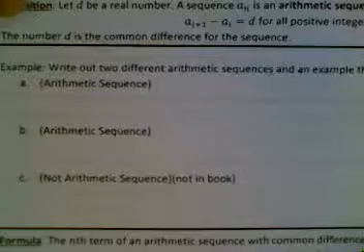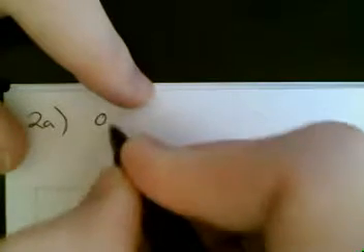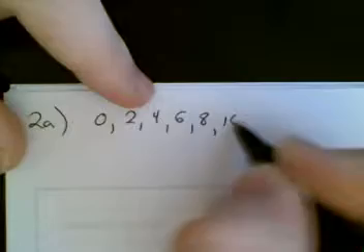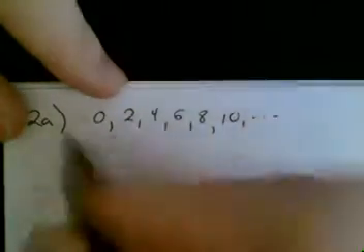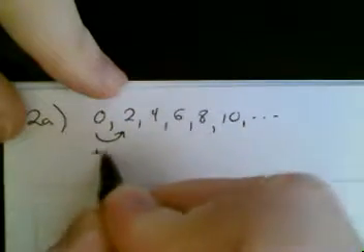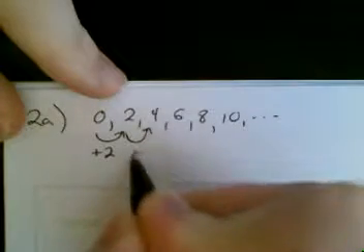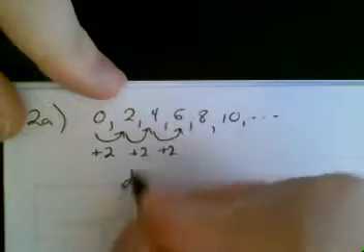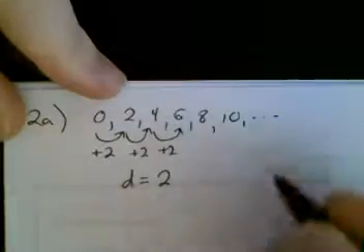Example number 2 says write out 2 different arithmetic sequences and an example that is not arithmetic. Now I'm going to do this on a separate piece of paper. For 2a, an arithmetic sequence might look something like this. Let's just go 0, 2, 4, 6, 8, 10, and so on. You notice every single time, from here to here I added 2, from here to here I added 2. What's my common difference? My common difference is 2.